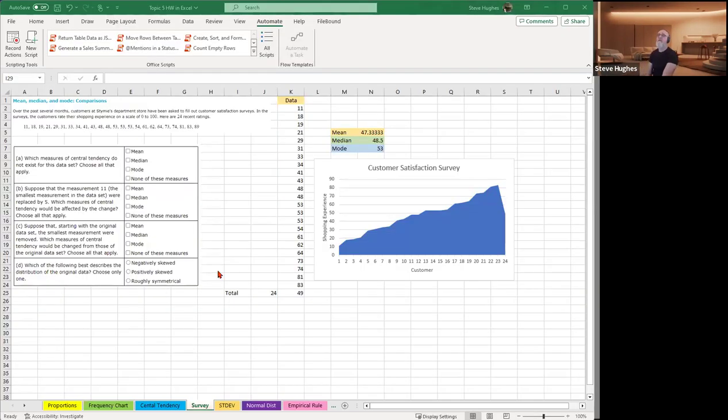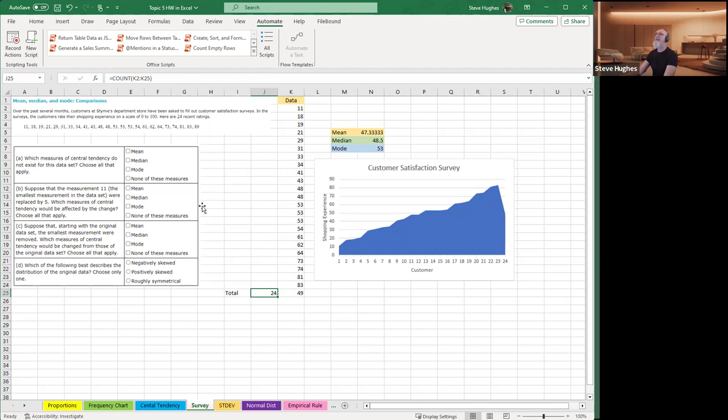Going to look at another question for mean, median, and mode today. This one is doing a comparison. So here we have a bunch of data. Obviously, in column K, I entered all the data. I used a total to count how many items, to make sure I had all 24 of them. It says I have 24 recent ratings, right?